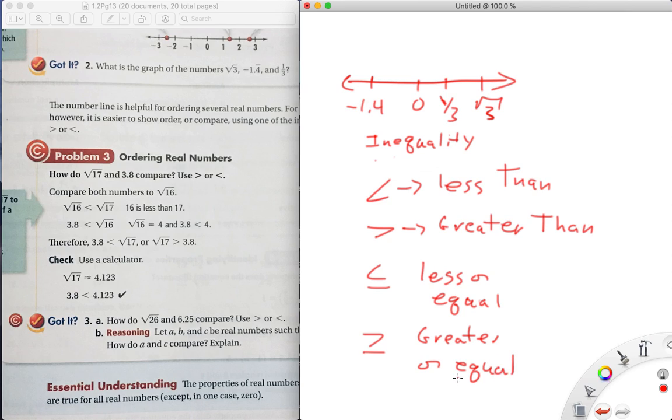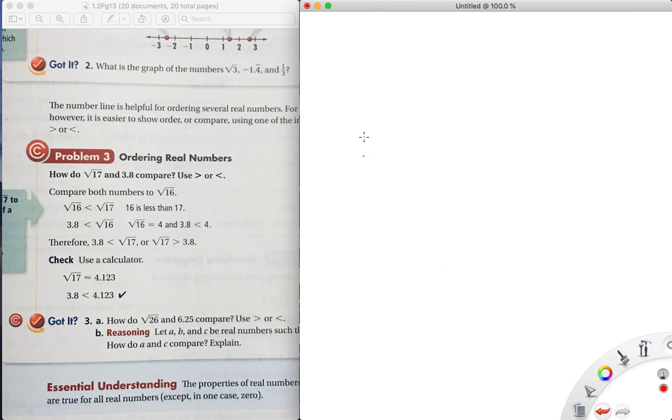So when we order rational numbers, here are things to keep in mind that you might have forgotten, but I don't think so. The more to the left something is on the number line, the smaller the number is. So negative 5, negative 4, negative 3, -2, -1, 0, 1, 2, 3.